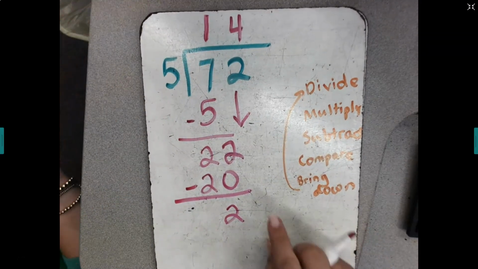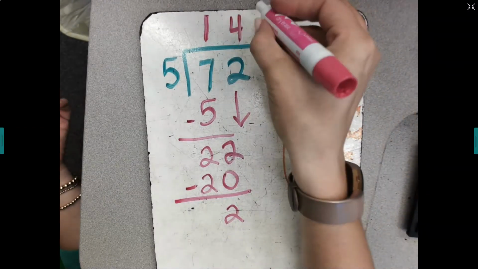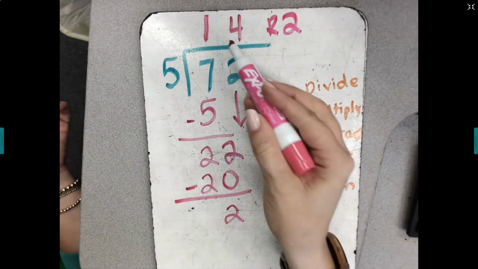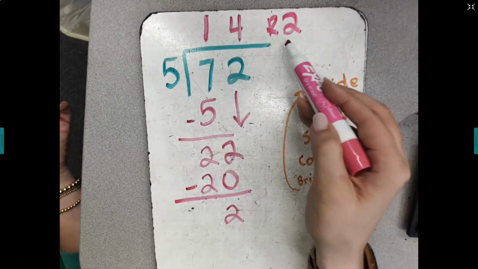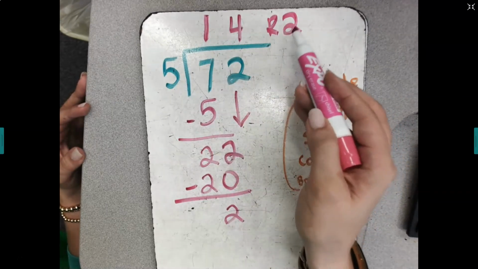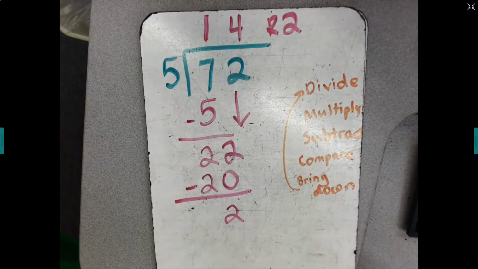There's nothing else to bring down. So what do I do with this 2? Well, that is my remainder. This means I can make 14 groups of 5, and then I'll have 2 left over. So I can't make another group of 5 because I only have 2. So there's my remainder.